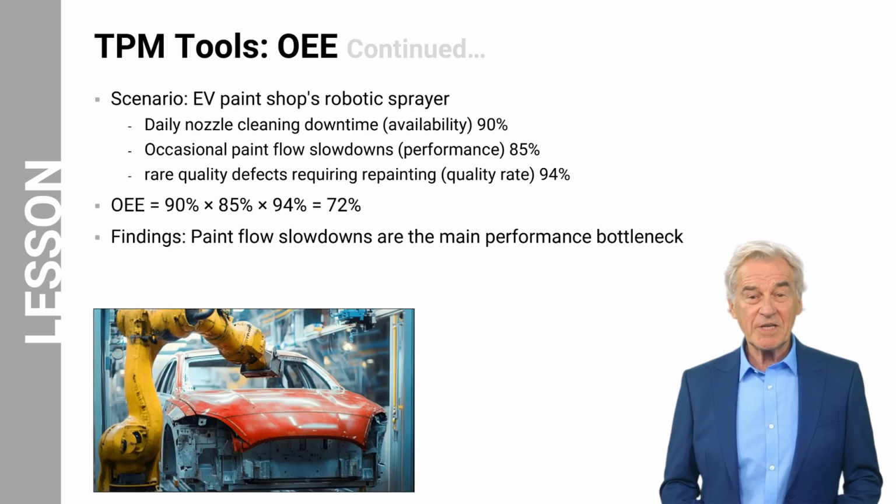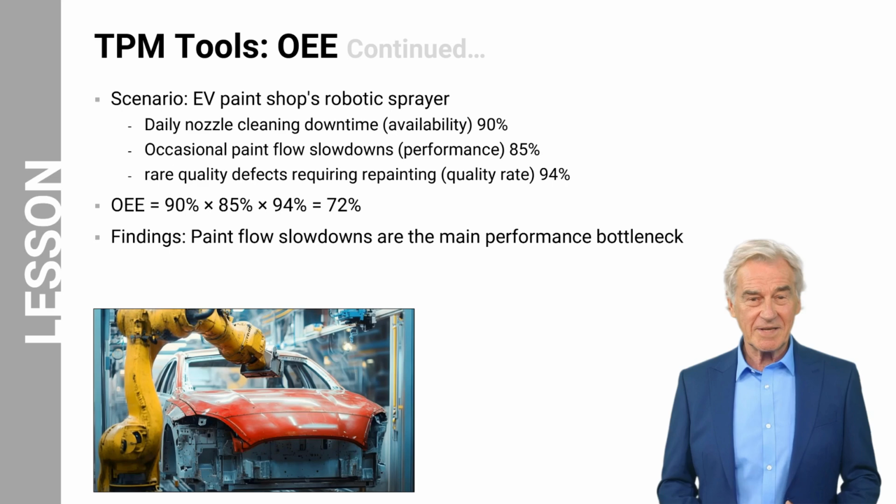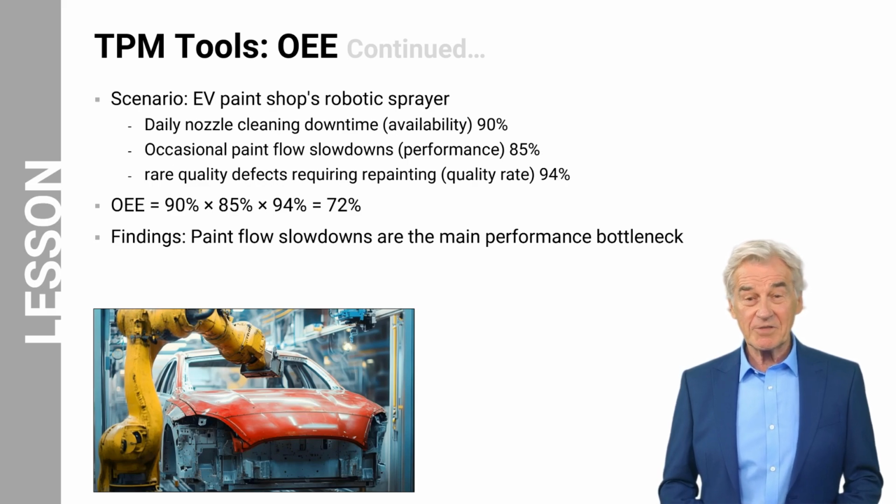Let us explain OEE with an example of an EV paint shop's robotic sprayer. The sprayer achieves an OEE of 72% due to daily nozzle cleaning downtime, categorized as availability, occasional paint flow slowdowns, categorized as performance, and rare quality defects requiring repainting, characterized as quality rate. By multiplying these three factors, 90% availability times 85% performance times 94% quality, the team identified that the biggest opportunity for improvement was reducing the paint flow slowdowns that were causing performance losses.